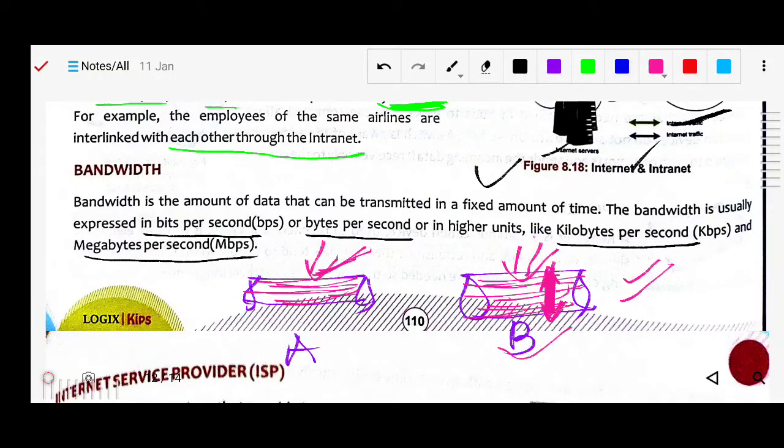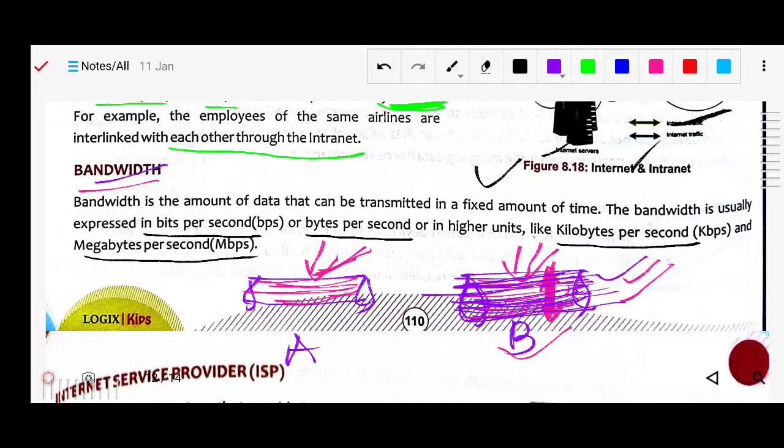In the same way, you can relate bandwidth with this. Here more data can flow, because the inside hollow area is larger. So if I relate it with bandwidth, more data can flow through here. Bandwidth is decided by the medium through which the data is flowing, and how much space that medium has, that is your bandwidth, the rate of flow of the data.